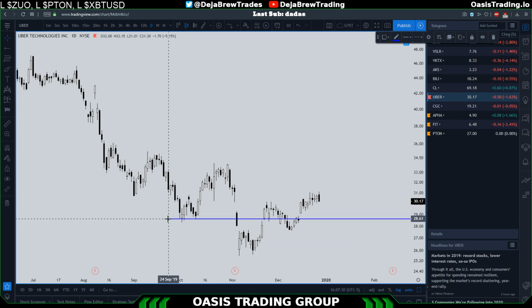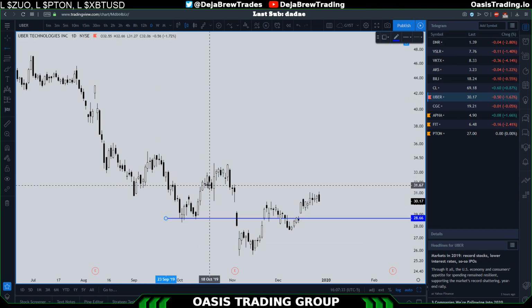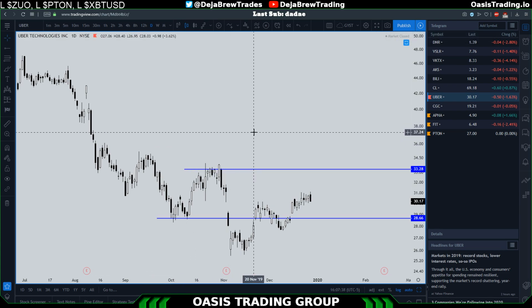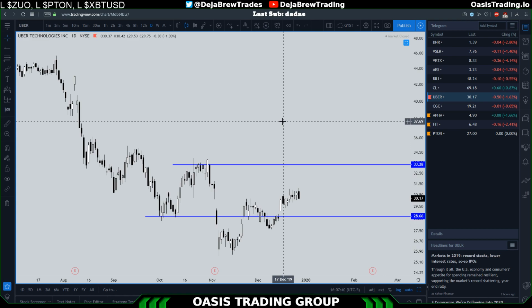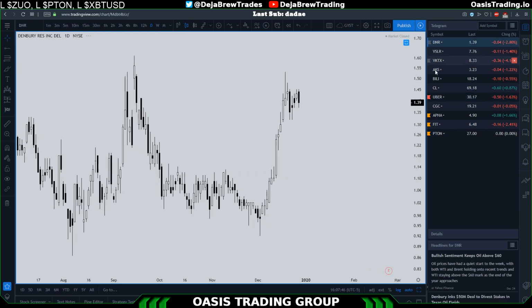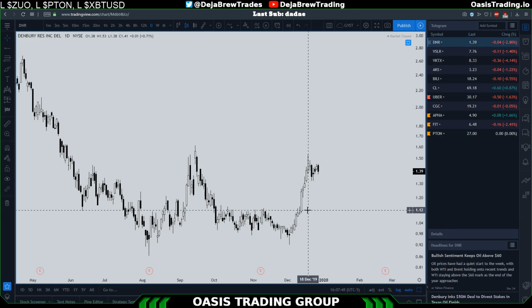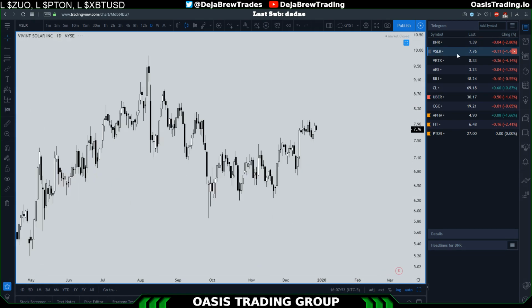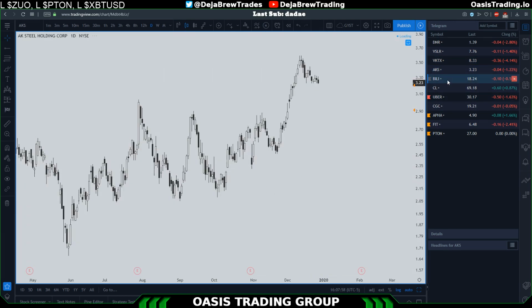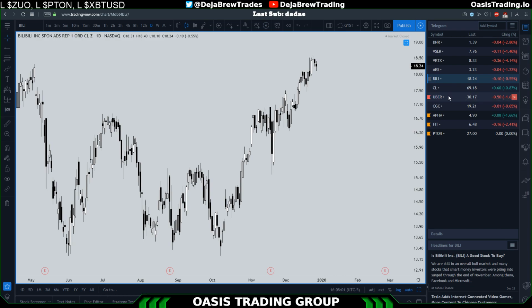Uber's starting to try to retrace, but not looking too great. Kind of looks like a bear flag. These other ones that we were watching are performing quite well. We called out DNR, just went on a rampage. VSLR still climbing. Viking still climbing. AKS went on a rampage after we called it out. Billy's going up. Basically, everything we called out in Telegram went on a pretty good run.